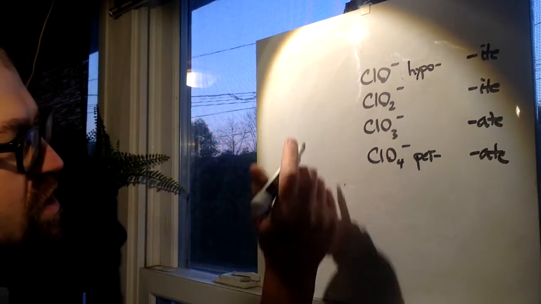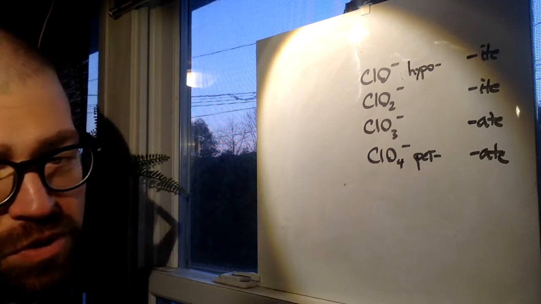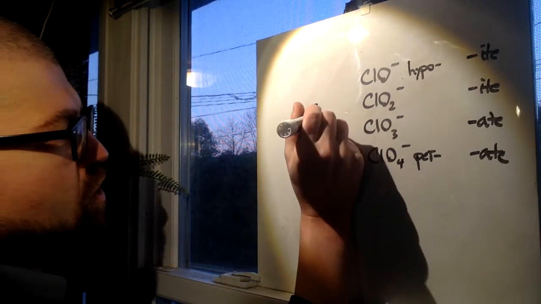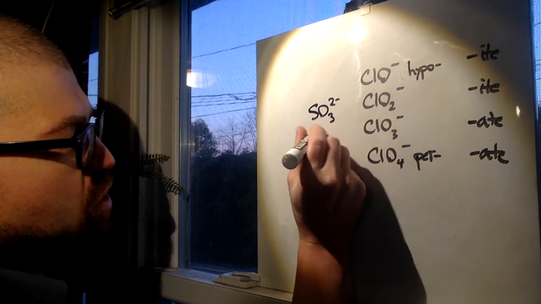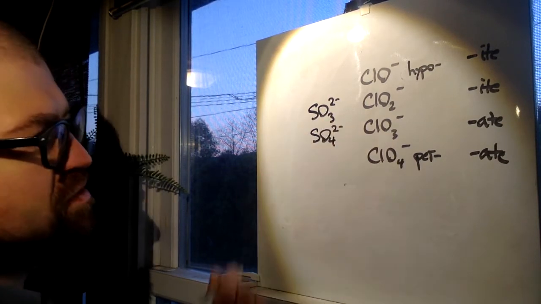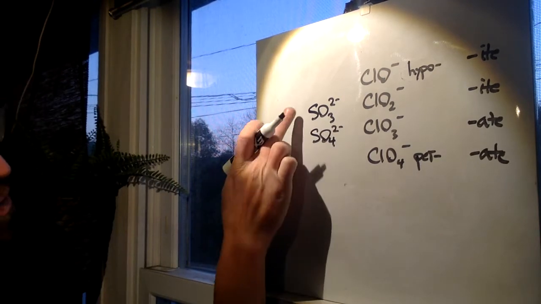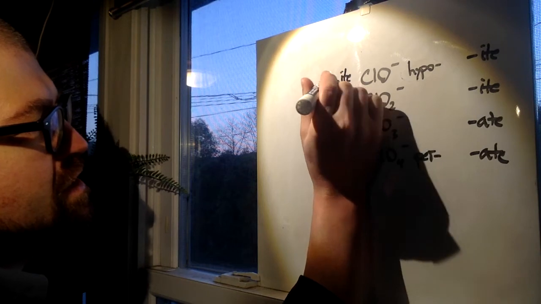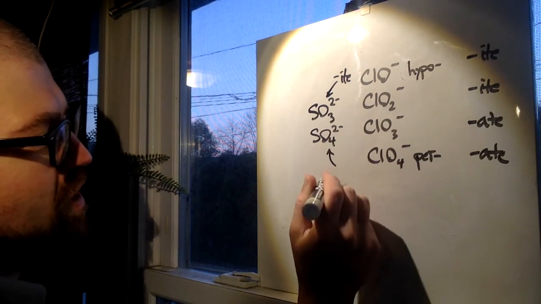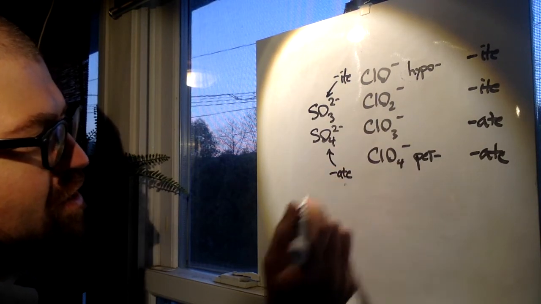Well, if we look just to the left, say, take stuff like sulfur. So SO3, 2 negative, and SO4, 2 negative. Sulfite, this will end in ite, and this will end in ate.